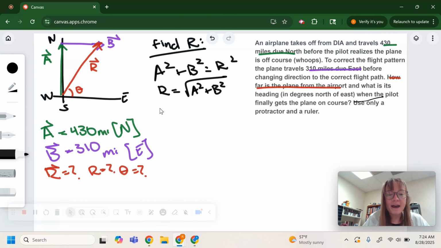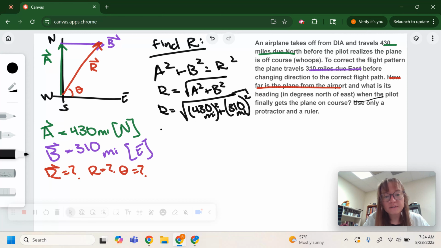Then, after that, step 4, we can plug in numbers. Whenever we plug in numbers in this class, you always plug in numbers with units. If you don't plug in your units here, then you will not get full credit on this step. So please make sure that you write 430 miles and 310 miles squared, all under the square root. Finally, for r, when you type this into your calculator, you get 530 miles.